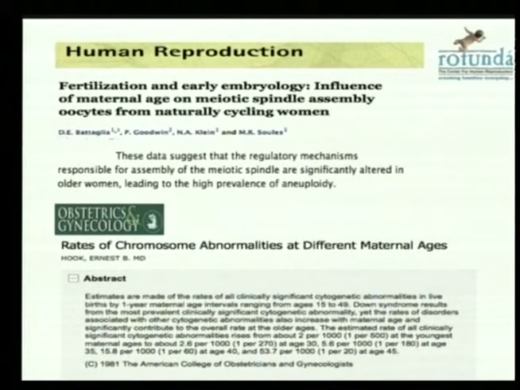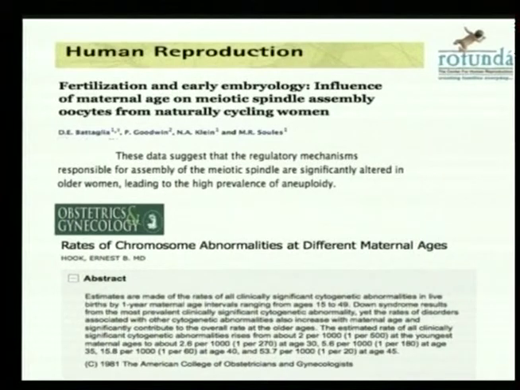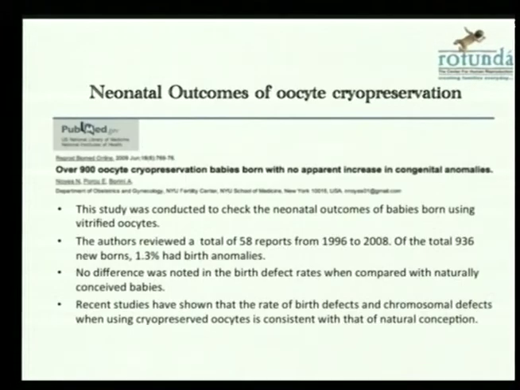So if I think about using a 32-year-old vitrified oocyte or a 42-year-old fresh oocyte, I would feel that it is much safer for sure to use a young vitrified oocyte. Because although we do not have enough data about oocyte cryopreservation, we have a lot of data about age-related chromosomal abnormalities. So for me, it is a safer practice to use a young vitrified oocyte than a fresh 42-year-old oocyte.